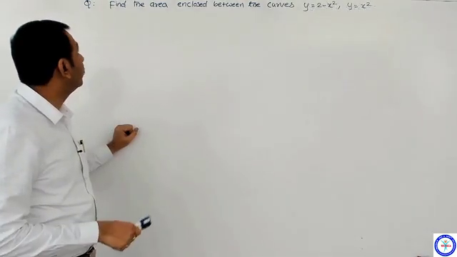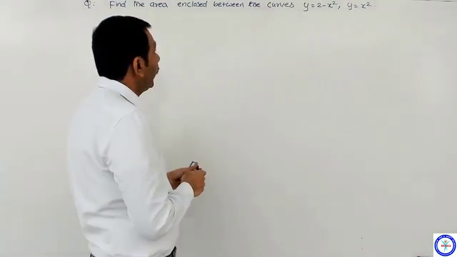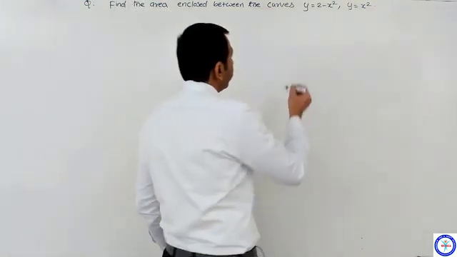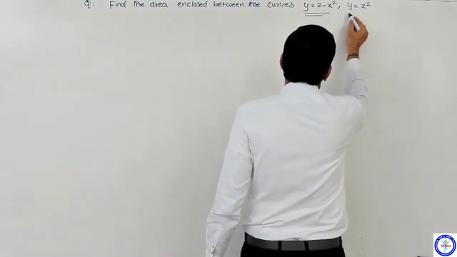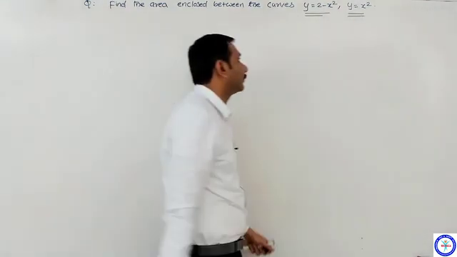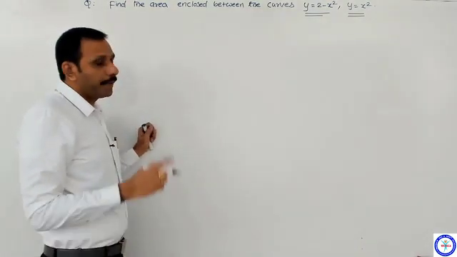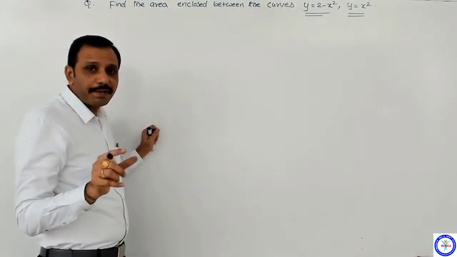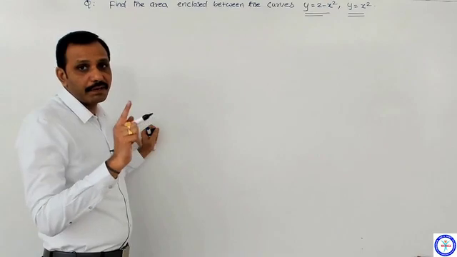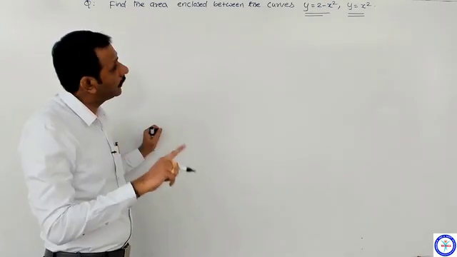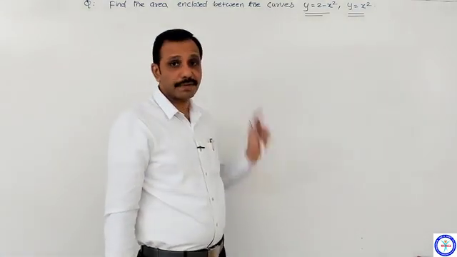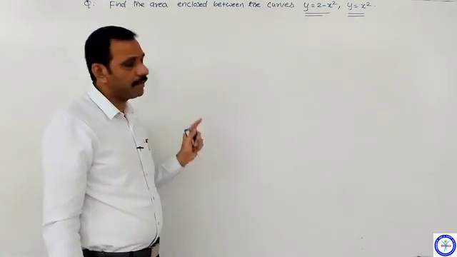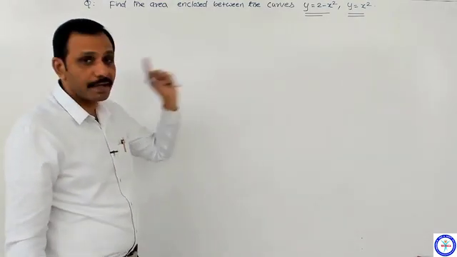Look at this problem. Find the area between the curves y equal to 2 minus x square and y equal to x square. In previous problems on area between the curves, one curve was a parabola and the other was a line. Whereas here both are parabolas, but the method is the same. Of course, here two parabolas are given.